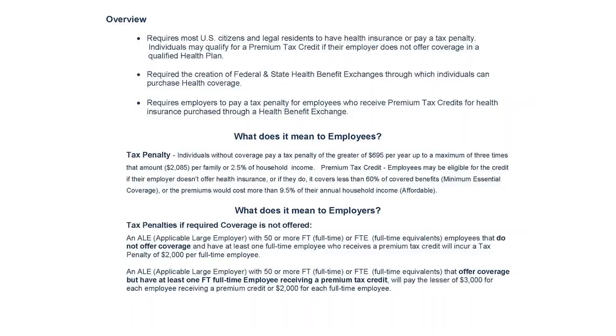There are going to be two different types of penalties for the employers. Basically, there's going to be a penalty of $2,000 if an employer does not offer coverage, and then there's going to be a $3,000 per employee penalty for anyone that's receiving a tax credit. So if you offer the coverage but it's not affordable to the employee, they go to the exchange and get a credit, then you're going to get a $3,000 penalty for that employee.